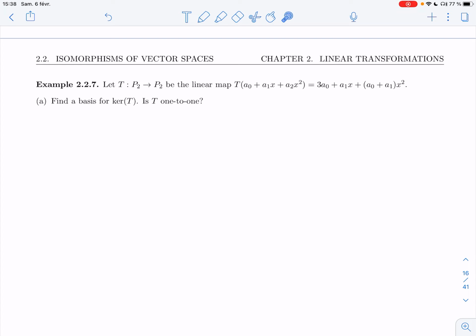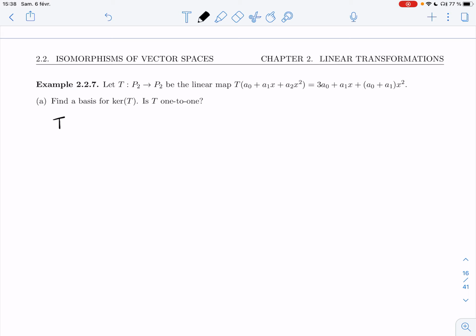All right, in example 2.2.7, we have a linear map from polynomials of degree 2 to polynomials of degree 2. It's going to send a0 plus a1x plus a2x squared to 3a0 plus a1x plus (a0 plus a1)x squared. First question, I want to find a basis for the kernel, and I want to know if the map is one-to-one.